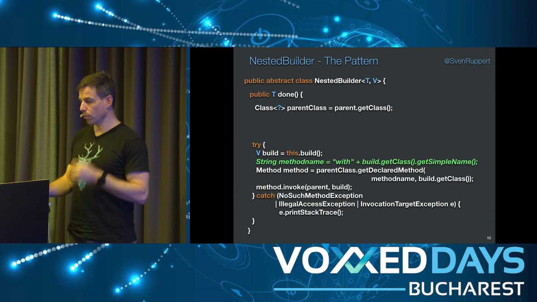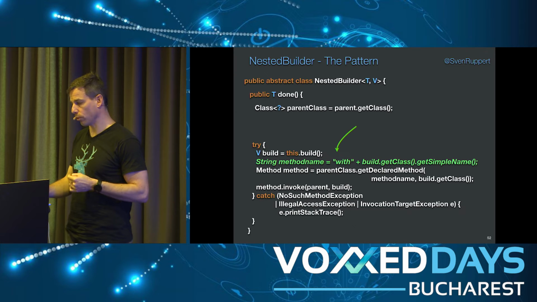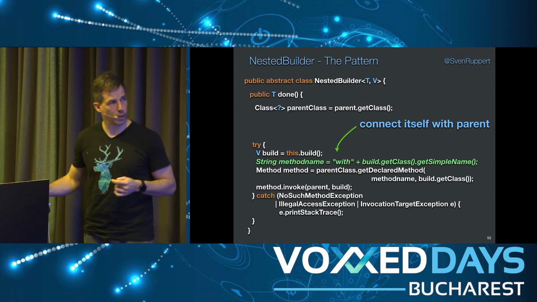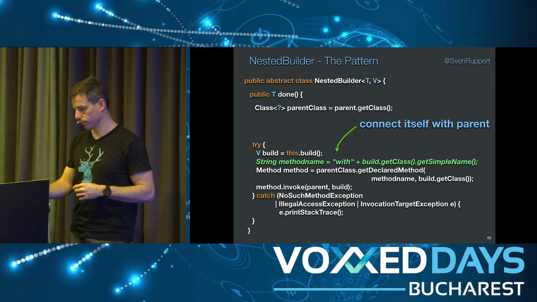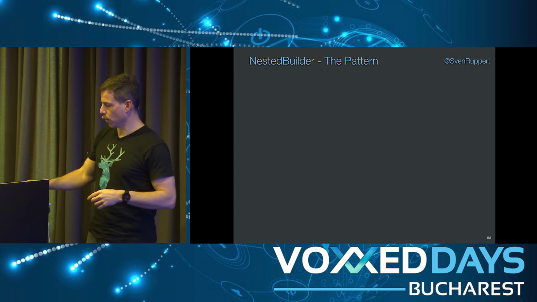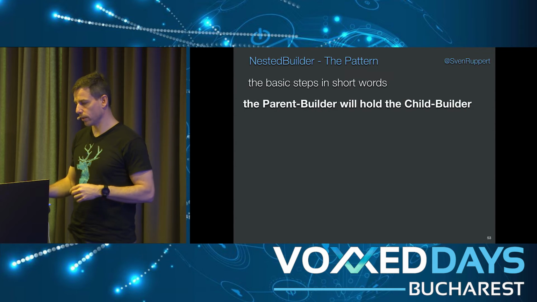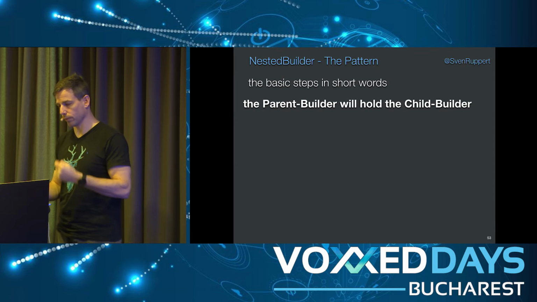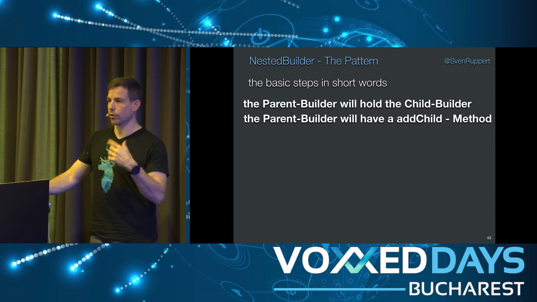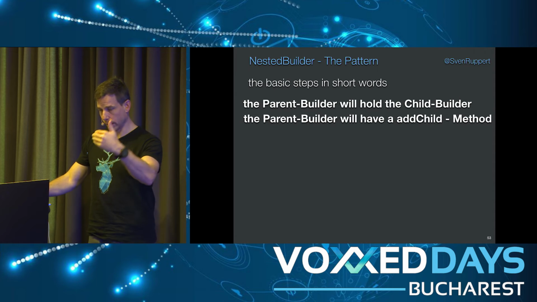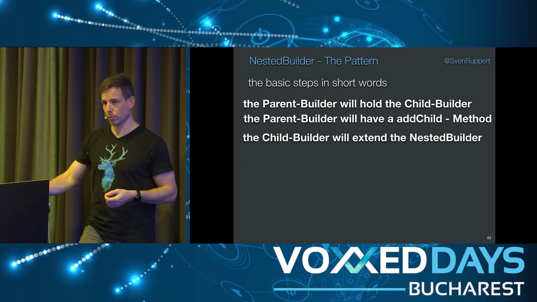Okay, so with this, I have now the possibility to switch in a generic way using reflections. This is a way to connect itself with the parent. I'm connecting to my upper level. So it means the basic thing here is the parent builder will hold the child builder. The parent builder will have something like an addChild method to create this next level. And the child builder will extend the nested builder.